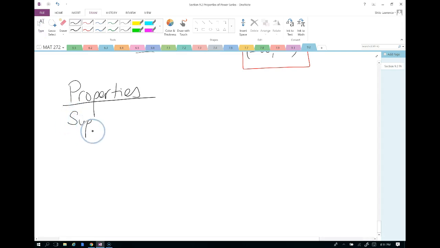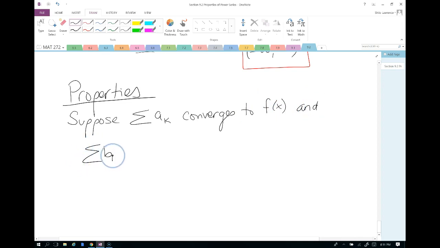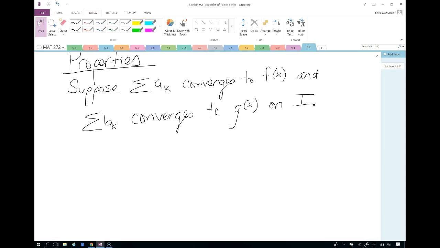So suppose the sum of a sub k converges to f of x, and the sum of some b sub k's converges to g of x on some interval I. They of course would have some sort of interval of convergence that we have to be careful of.